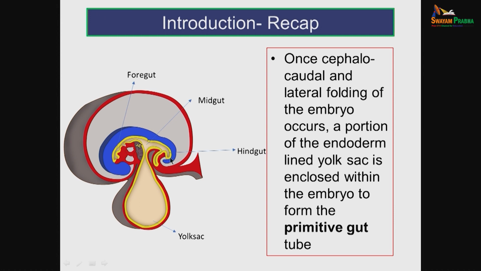So, the part of the hindgut I am pointing out now, the part distal to the allantoic diverticulum, or caudal to the allantoic diverticulum, is called the cloaca. The part of the hindgut which is caudal to the allantoic diverticulum is called the cloaca.